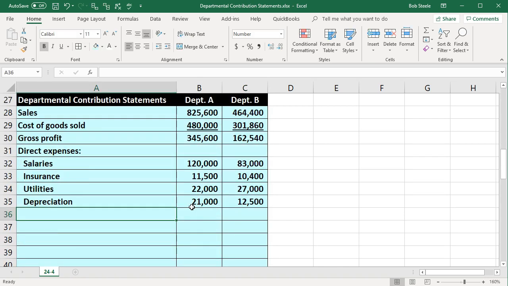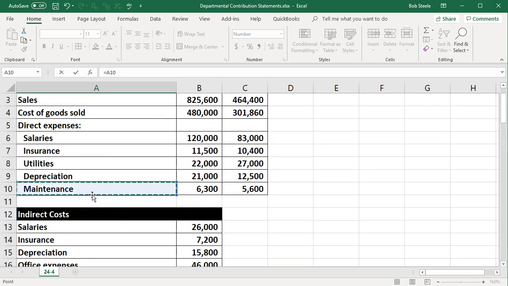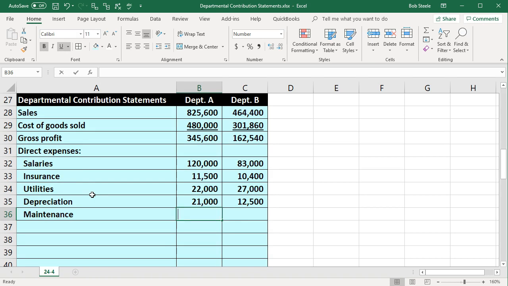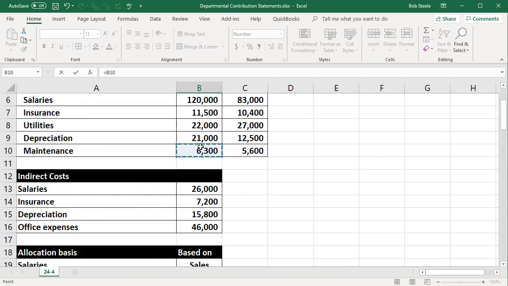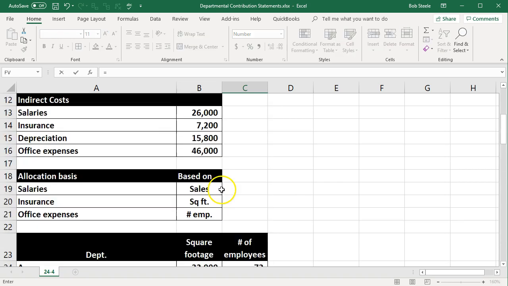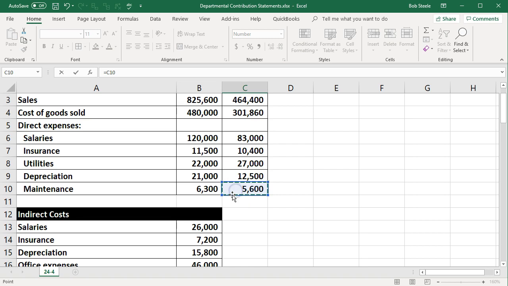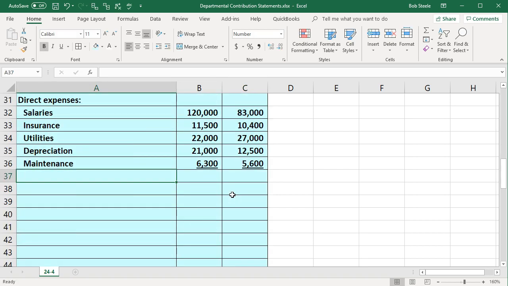And then maintenance equals, scrolling back up, the maintenance tab. Department A equals, scrolling back up, 6,300, tab. Department B equals, scrolling back up, and we've got the 5,600 and enter. So we did that fairly quickly, but again, that's just the data input. We're basically just pulling that information down. That's going to give us our total direct expenses.